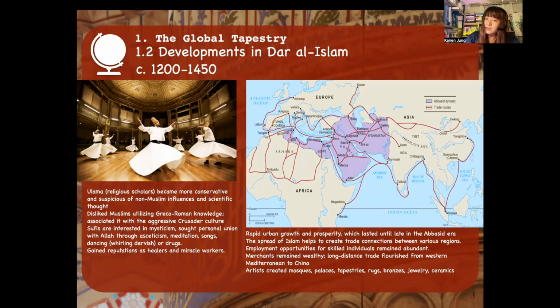Rapid urban growth and prosperity lasted until late in the Abbasid era. The spread of Islam helped to create trade connections between various regions. Employment opportunities for skilled individuals remained abundant, and where there are jobs, skilled people are going to come. Merchants were very wealthy. Long-distance trade flourished from Western Mediterranean areas all the way to China, and the artists were creating mosques and palaces and tapestries, rugs, bronzes, jewelry, and ceramics. These are the trade routes that you see on the map.